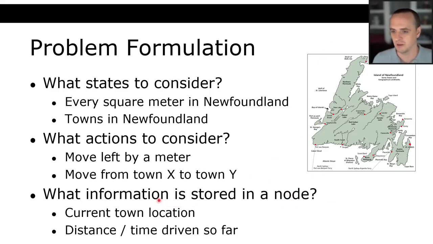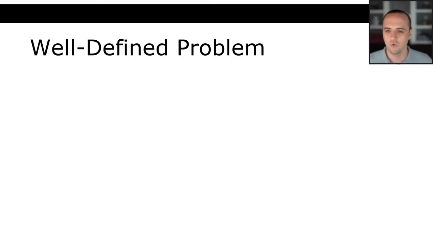So for example, maybe the current town location, or maybe how far we've come so far, or the time that we've driven so far. So we have to keep all of these things into consideration when we are specifically defining our problem. So what makes a well-defined problem that we can actually apply some sort of artificial intelligence to, some algorithm, and get a result?